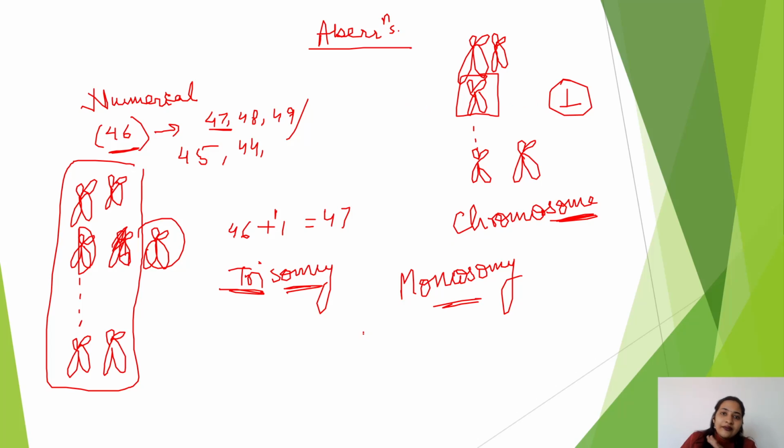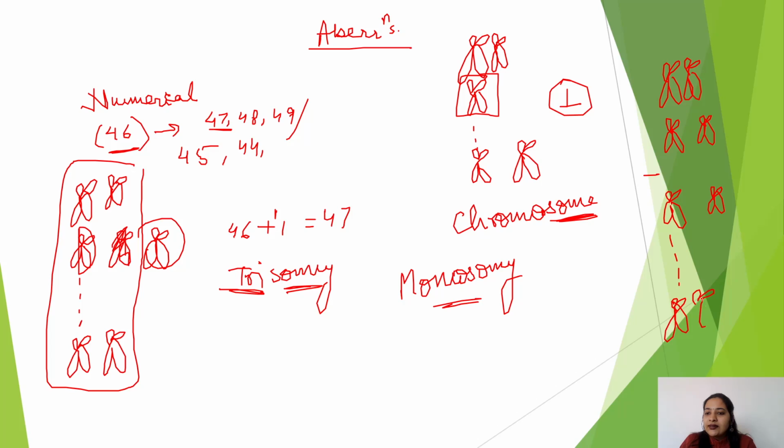If we do not have any chromosome in a pair, for example, it may happen like this: this is pair number 1, this is pair number 2, this is pair number 3, 4, and so on till 23.